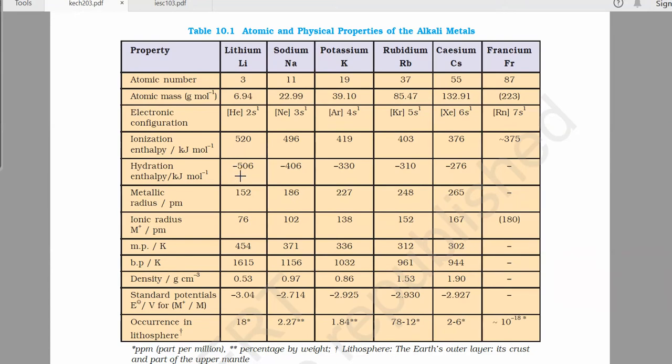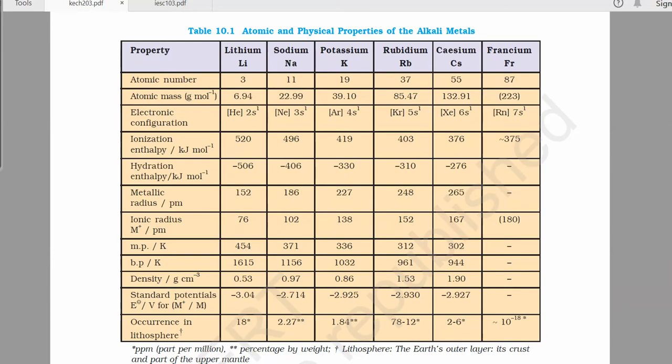Next, the hydration enthalpy. The hydration enthalpy is negative 506 for lithium, which is having the highest hydration enthalpy, and due to this reason they are having the highest hydrated salts. Lithium salts are the most hydrated in the whole group. Next is minus 406 for sodium, minus 330 for potassium, then rubidium minus 310, and minus 206 for cesium. Francium hydrated salts are not known till now.